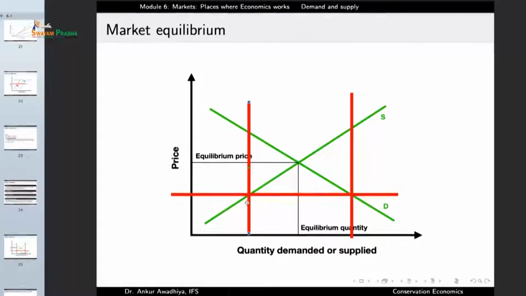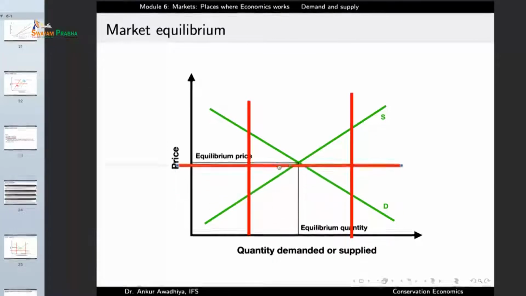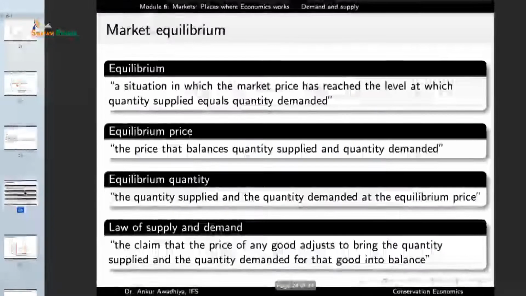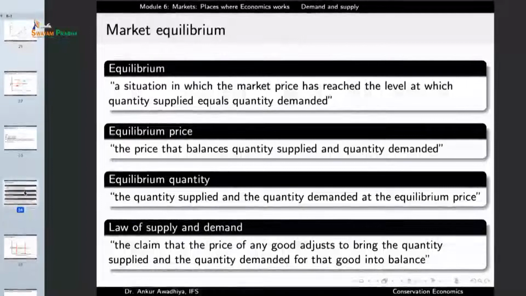But at this price point, the quantity that is demanded is the point where this price line intersects the demand curve, which is this point. And the quantity that is supplied is the point where the price curve intersects with the supply curve, which is also here, because the demand and supply curves are intersecting each other. So this is known as the equilibrium, a situation in which the market price has reached the level at which the quantity that is supplied is equal to the quantity that is demanded.